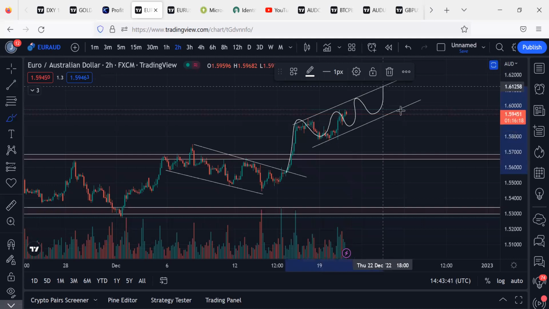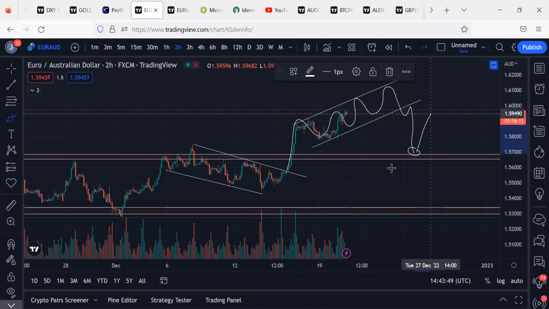Rising to break to the downside to this area of value. Are you getting it? Before expanding to the upside. So this is what I'll be looking out for. Taking a trade right now, yes, I can.